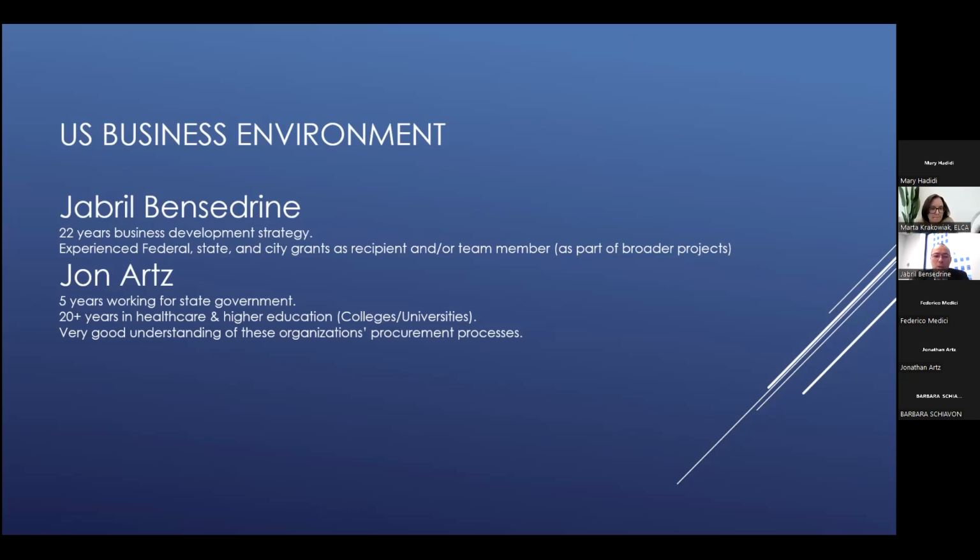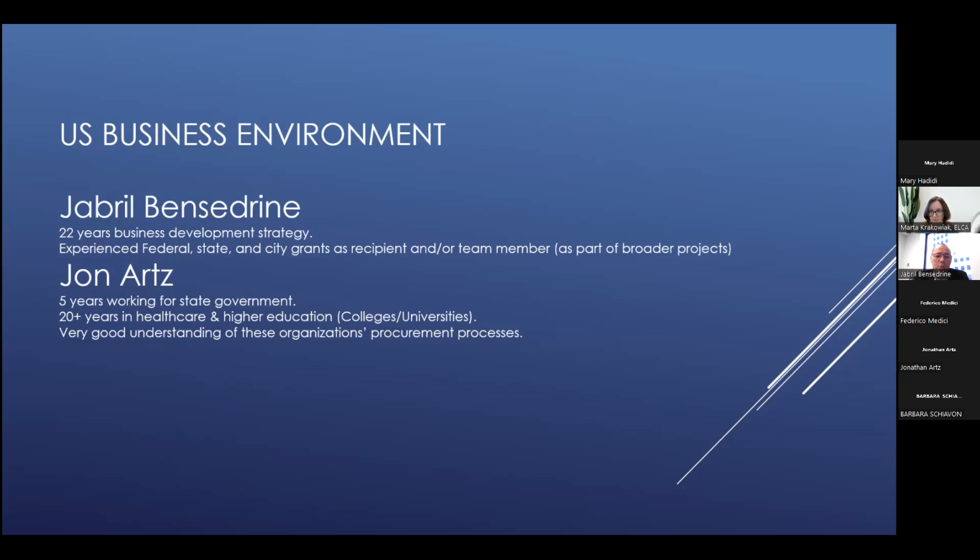My experience with different levels of federal funding, state and cities, is mostly on the grants part, not really selling anything specifically, but receiving funds, as a recipient and as a team member helping different teams. Even startups sometimes receive funds from the government, from different agencies.